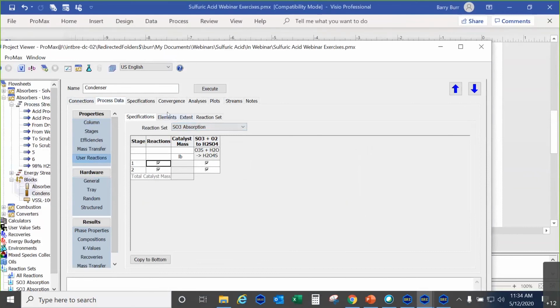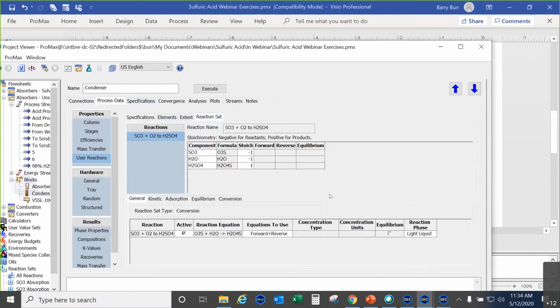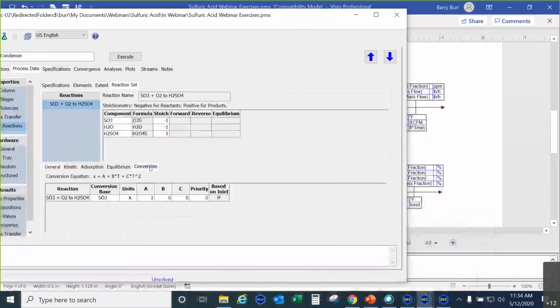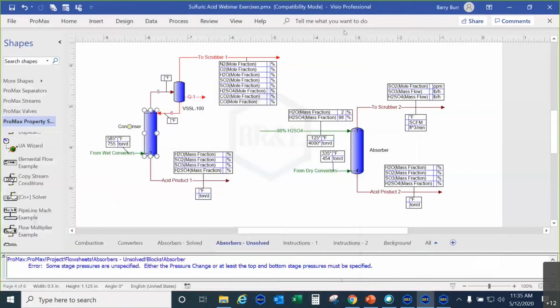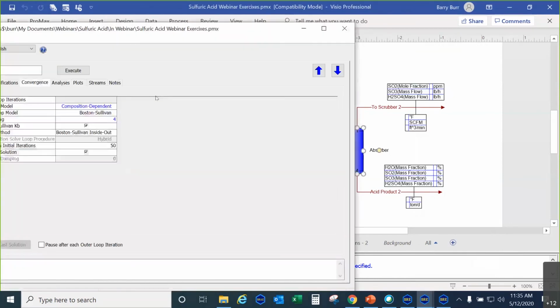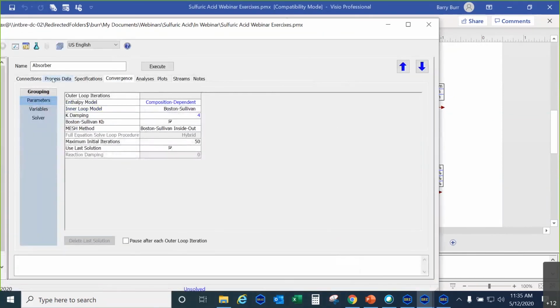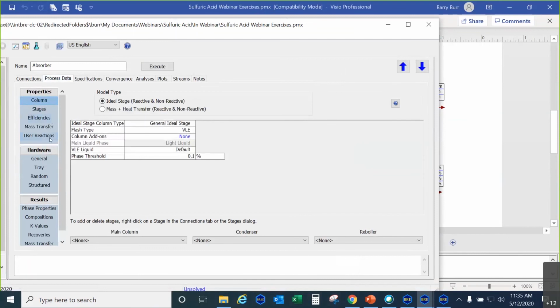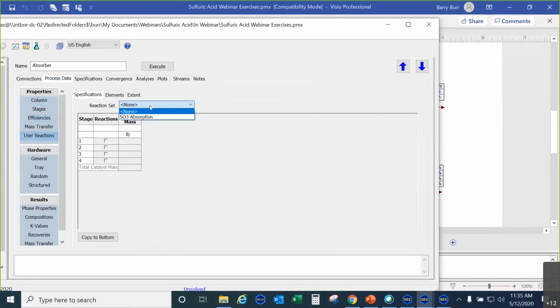And in the reaction set tab, if you want to change your conversion to some other number, conversion factor per stage, you can do that here. But in the condenser, we're going to say that all SO3 and water react to form sulfuric acid. And in the absorber, it's going to be a conversion factor of 0.94 instead.